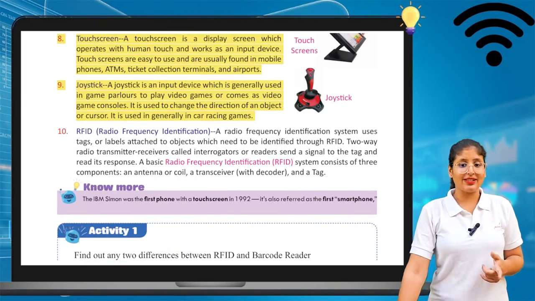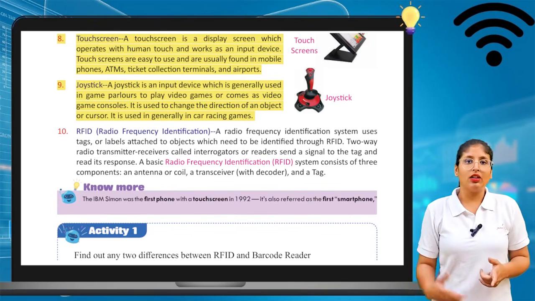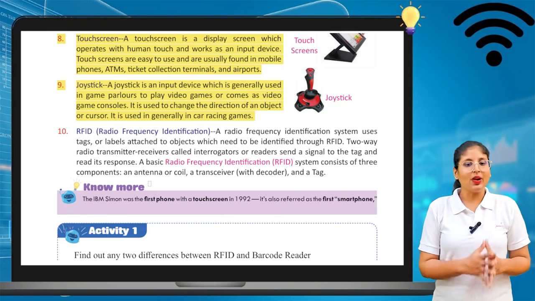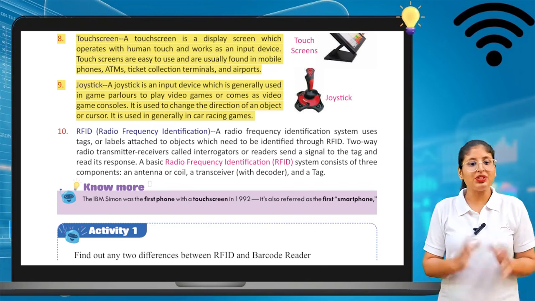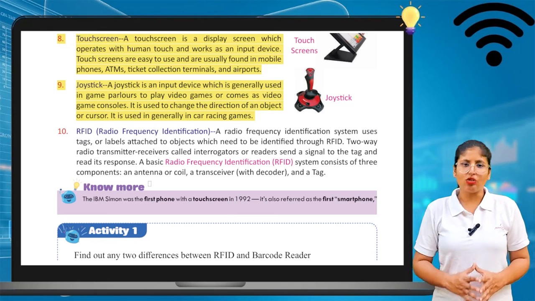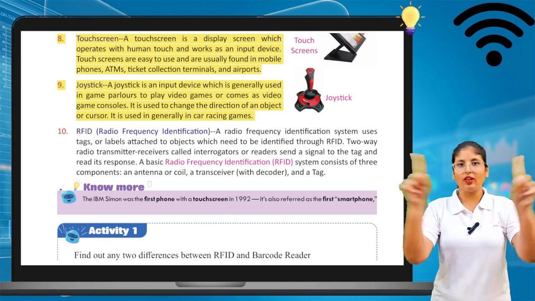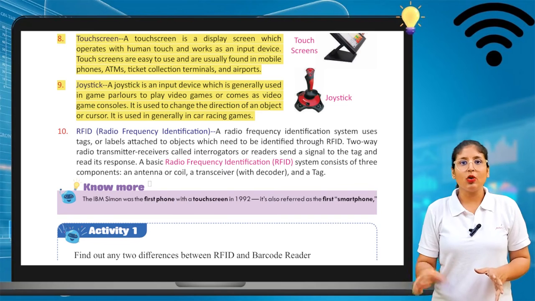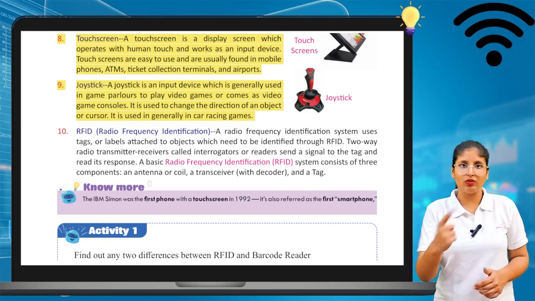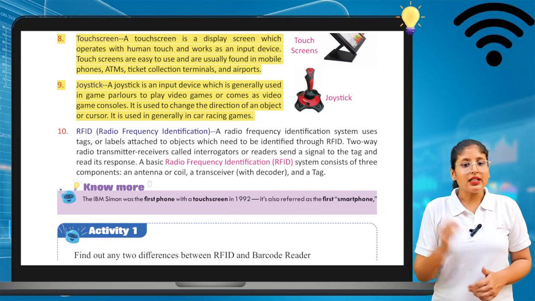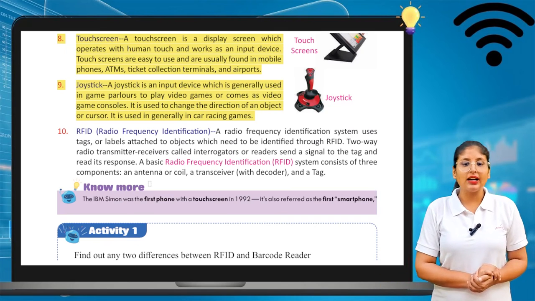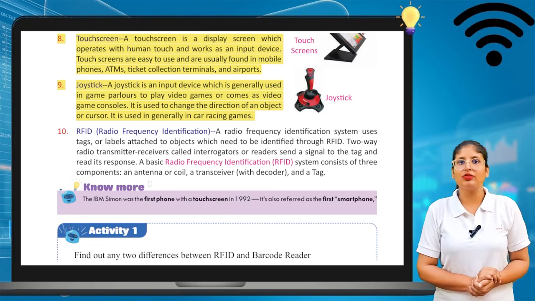Next, ninth is joysticks. This one is a joystick. Normally, when we play games, we can play with the help of a joystick. So a joystick is an input device which is generally used in game parlors to play video games, or comes with video game consoles. Because video games are played on the screen, we can control their motions, like in a car, if you have to move here and there. So with the joystick we are able to control the game. Okay. So it is used to change the direction of an object or cursor. It is generally used in a car racing game. Normally in a car racing game we have to use joysticks.